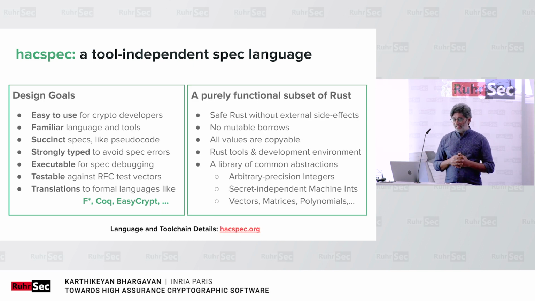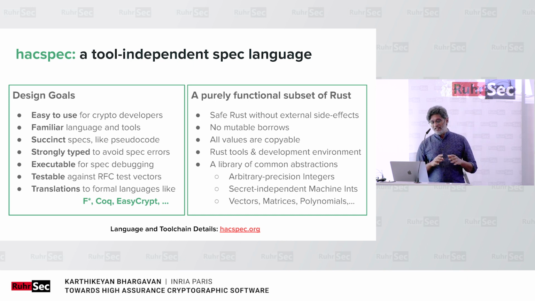So the language we came up with, HACspec, is a subset of Rust. But it's a very small subset of Rust. It's purely functional Rust. Safe Rust, no external side effects, no mutable borrows, and all values are copyable. So if you're a Rust programmer, it'll be familiar in a certain way, but also non-idiomatic, because you're never doing &mut ever. Okay? And that's what makes this a predictable spec language. But on the other hand, you can just use your standard Rust tools, standard Rust development environment. And you get a library that provides a bunch of useful abstractions, for example, arbitrary precision integers, vectors, matrices, and so on. And we'll look at some examples of that.